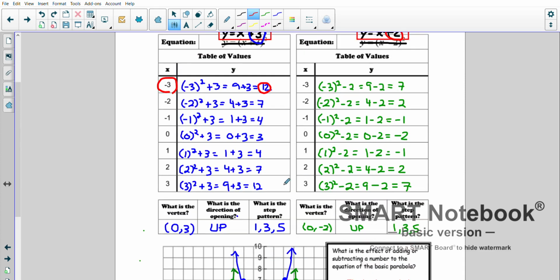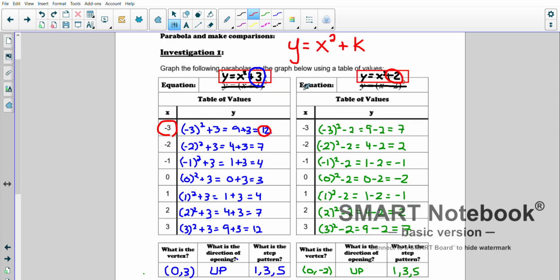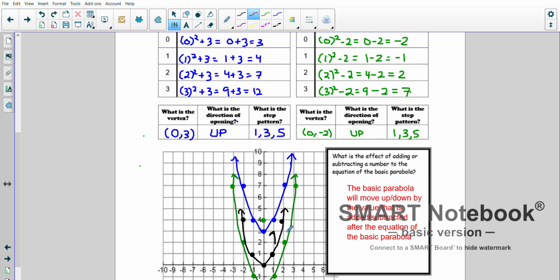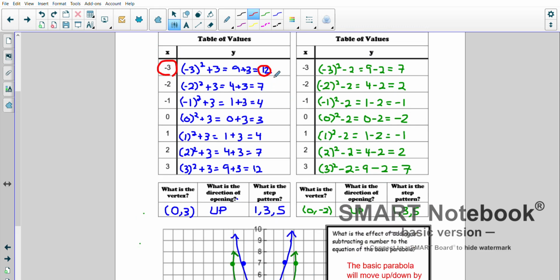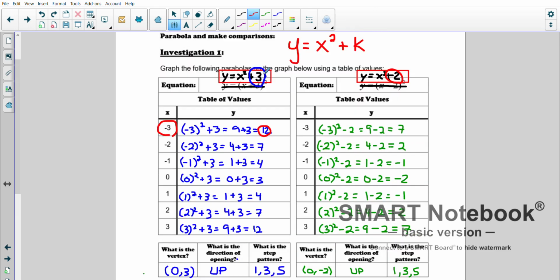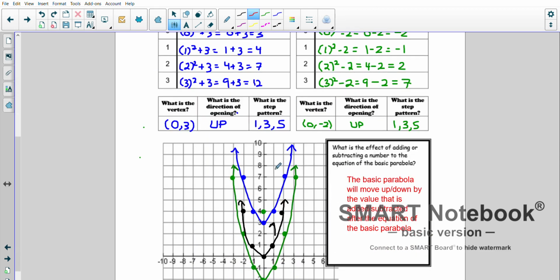So you're not going to have to or want to do this to graph. The whole idea of what we're trying to learn here is to avoid using the table of values. We want to now be able to look at this equation and just know right away what it's going to look like. Because if you can graph the basic parabola, which is this one with the 5 key points, and you know that this new parabola will go up 3, you just have to take this original parabola and move it up 3. Let's see if I can get the whole thing. You would move it up 3.